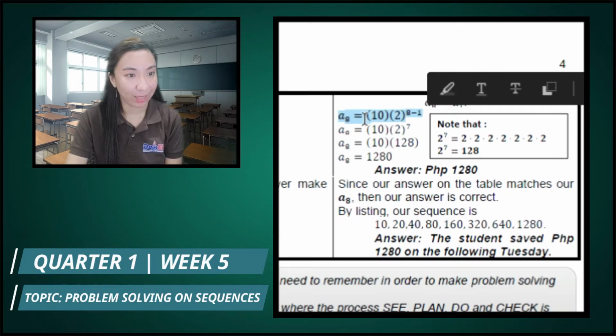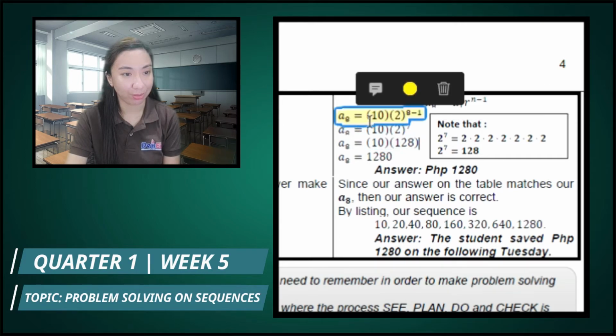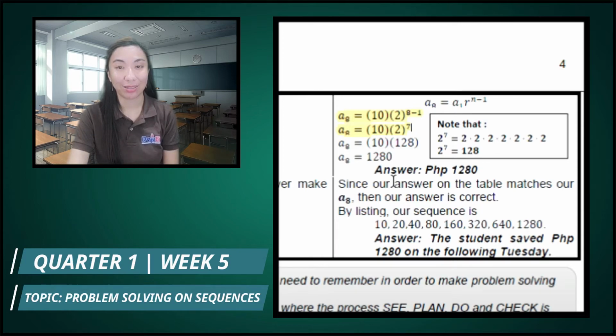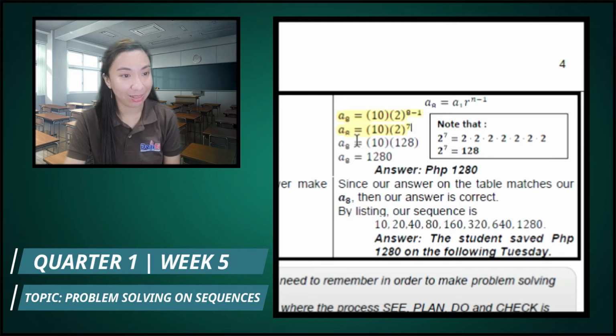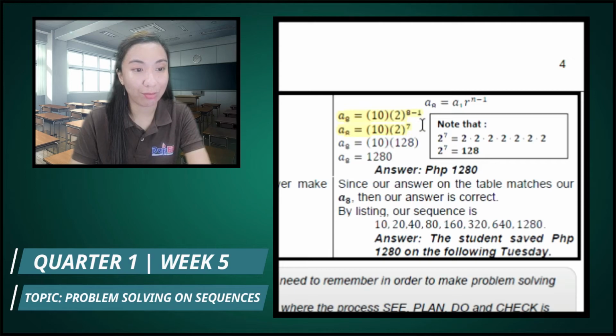So we have A sub 8 is equal to 10, substituting A sub 1 is 10, times r, which is 2, raised to the power of 8 minus 1. And then simplify. So we have A sub 8 is equal to 10 times 2 raised to 7, because 8 minus 1 is 7. Take note that we have to simplify 2 raised to 7 first. So 2 raised to 7 is equal to 128. The solution is shown here.